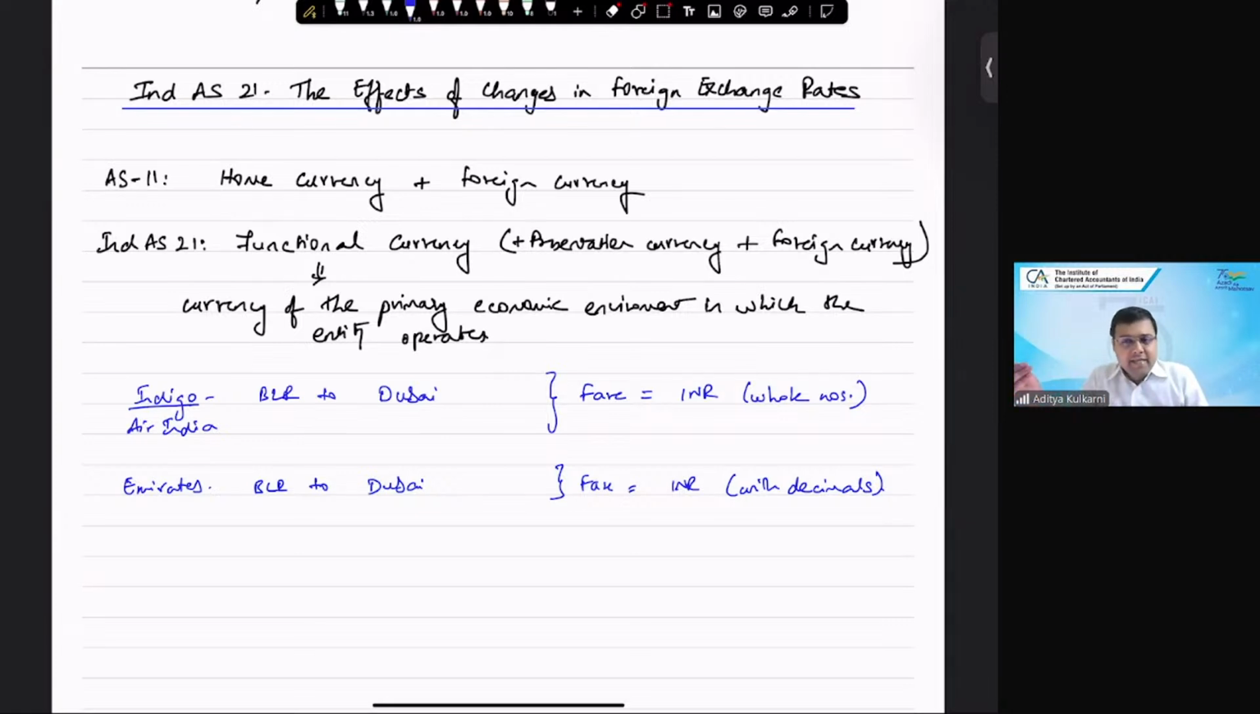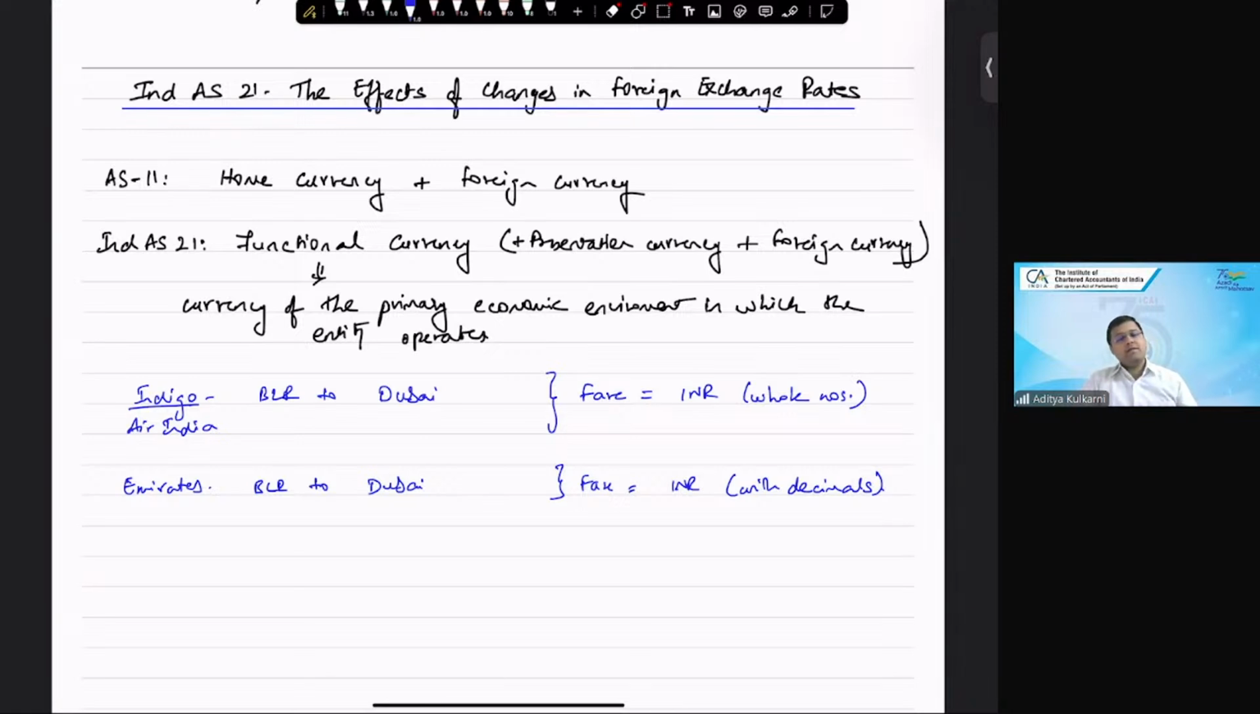Why will I have these decimals? Because Emirates has determined the pricing of this flight in terms of dirhams, and then the algorithm that it runs at the back end pulls out the exchange rate and does a multiplication. That's about it. The INR fare is in effect a translated dirham fare. That is why you are having your decimals.